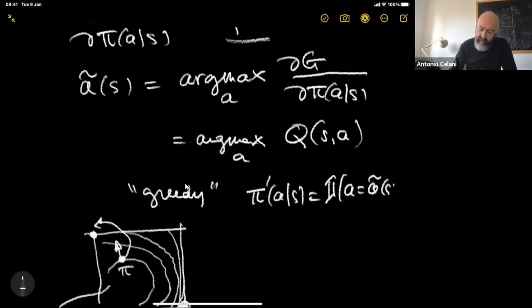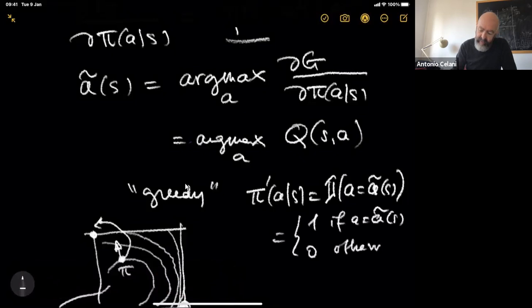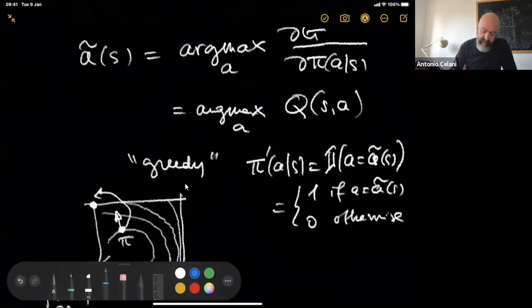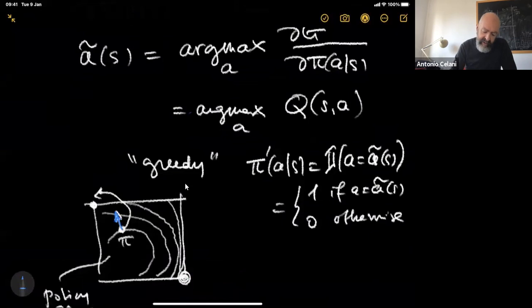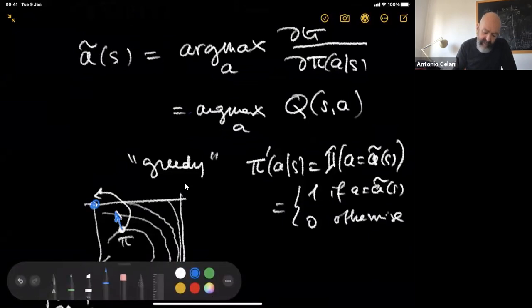a deterministic policy which assigns with probability 1 the action A tilde and with probability 0 any other action. Remember, this is the characteristic function of this condition, so it means explicitly that this object is equal to 1 if A is equal to A star of S and 0 otherwise. So if I do this, then my local gradient here will tell me, okay, you have to go here. So my pi prime will be here.